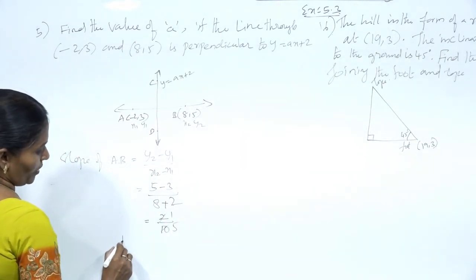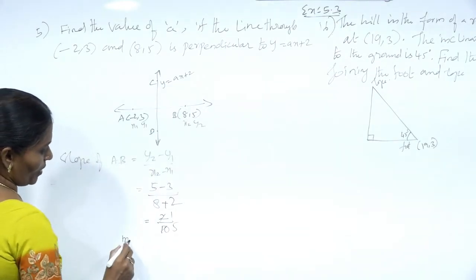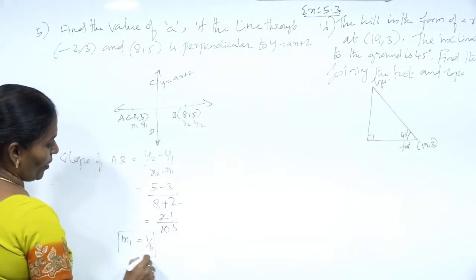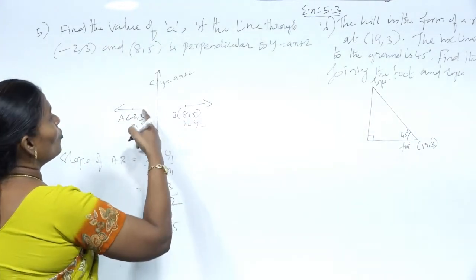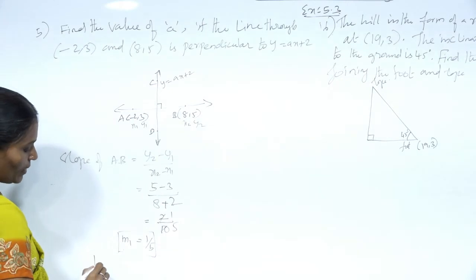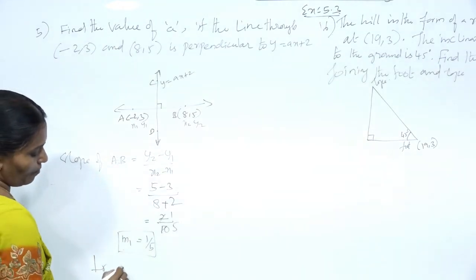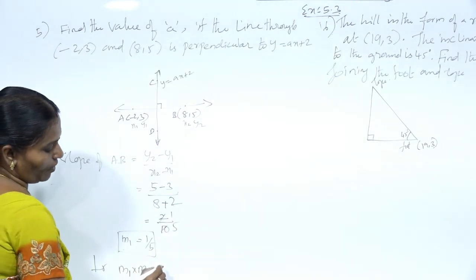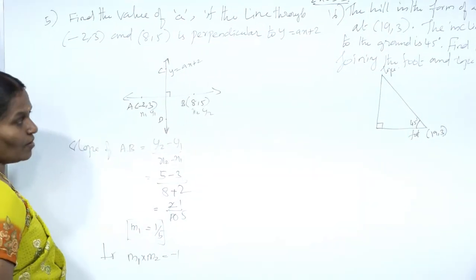So you consider this slope of AB is m1. So m1 is 1 by 5. You know that these two lines are perpendicular. Means what is the condition? If two lines are perpendicular, m1 multiplied by m2 is equal to minus 1. Am I correct children? Okay.